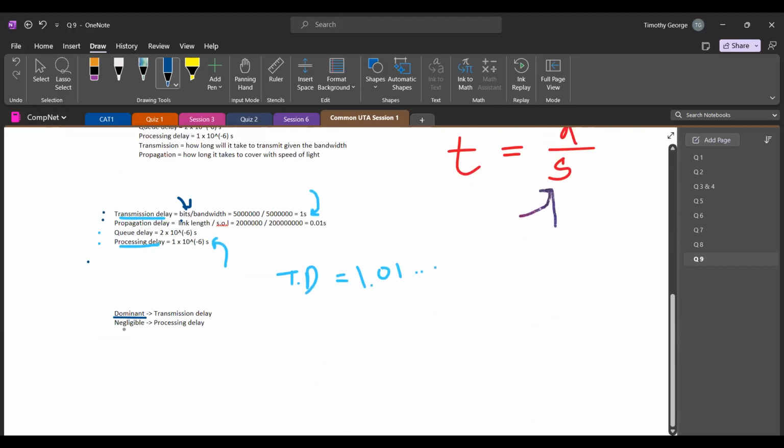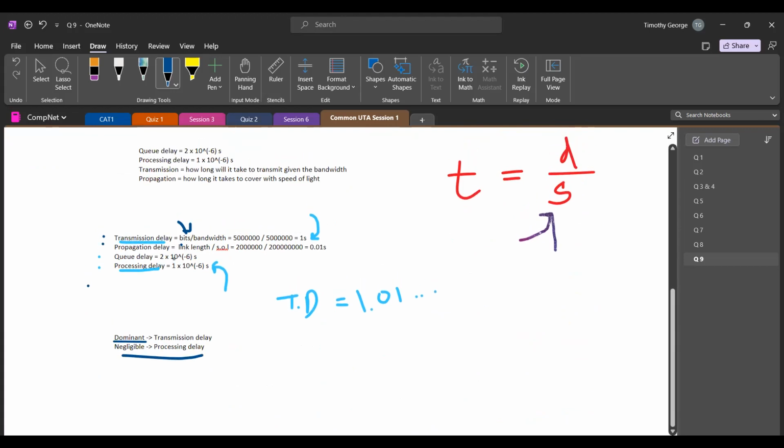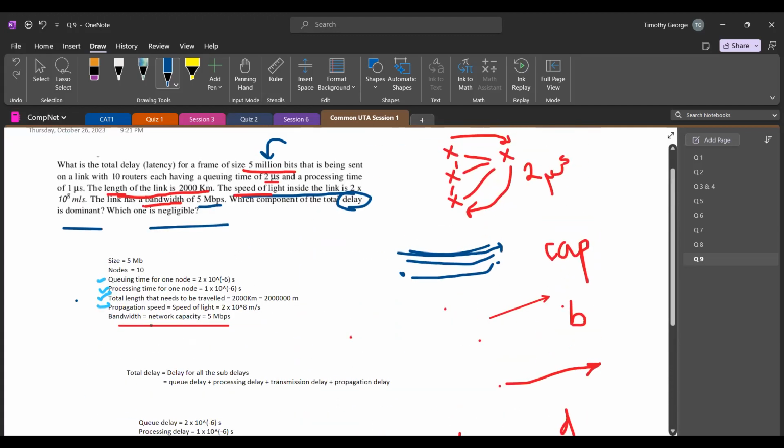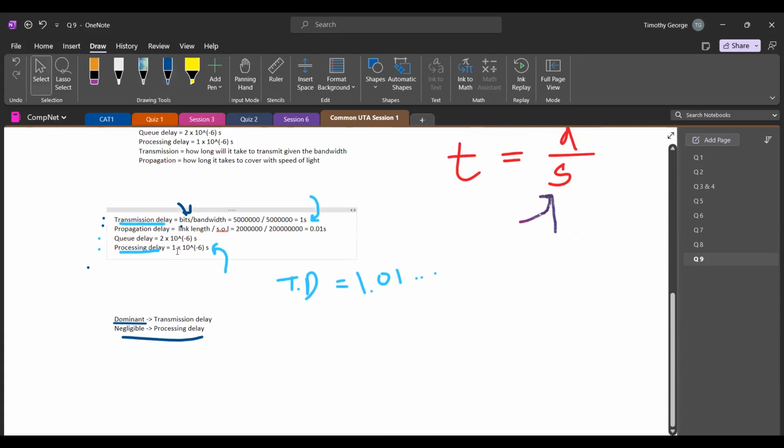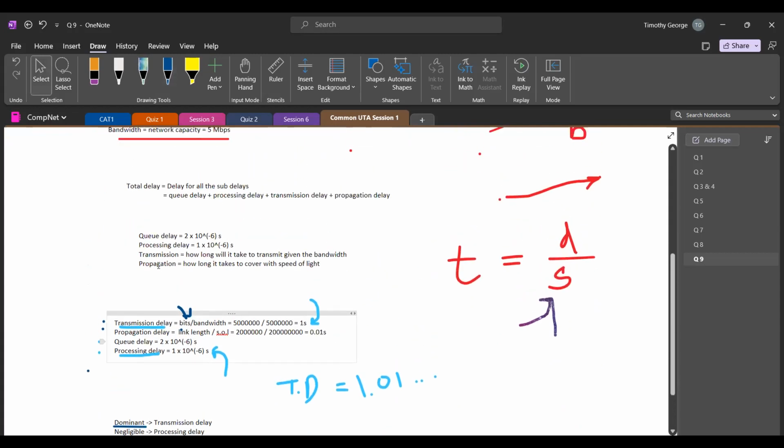And why is processing delay negligible? If that was also part of your question that you needed to solve. Why is processing delay negligible? Propagation delay is link length divided by speed of light. And to make this delay less, you need a bigger denominator, which is the speed of light. We know speed of light is 2 times 10 raised to 8. So the reason why processing delay, oh, not processing. Oh, sorry. Propagation delay, yes.